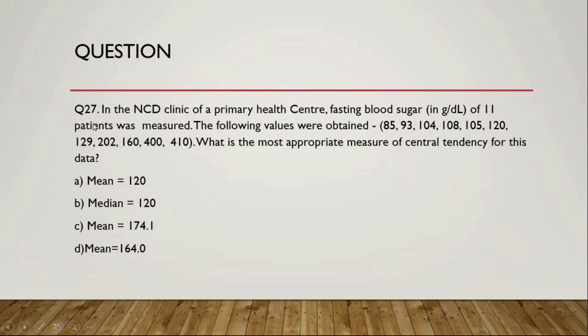Next question. In the NCD clinic of a primary health center, fasting blood sugar in mg per deciliter of 11 patients was measured. The following values were obtained: 85, 93, 104, 108, 105, 120, 129, 202, 160, 400, 410. What is the most appropriate measure of central tendency for this data? Mean is equal to 120, median is equal to 120, mean is equal to 174.5, and mean is equal to 164.0. Please answer fast.